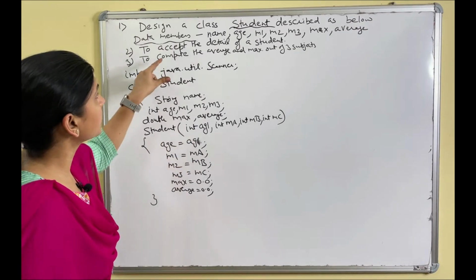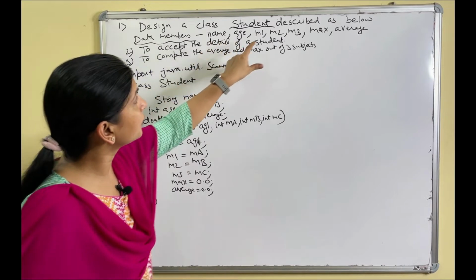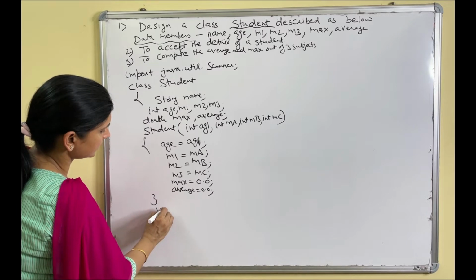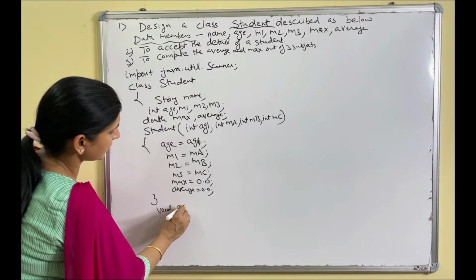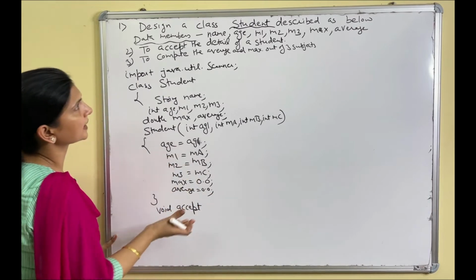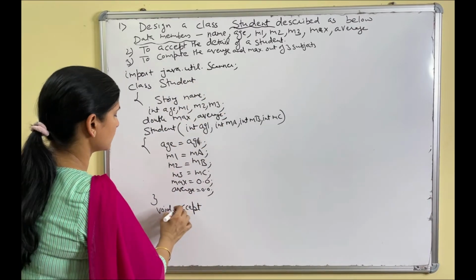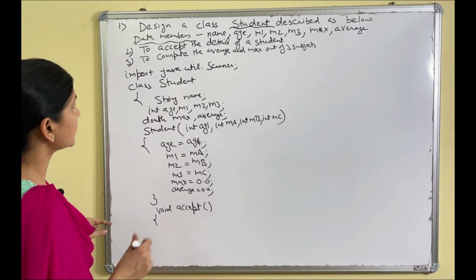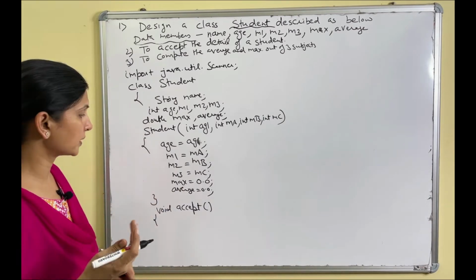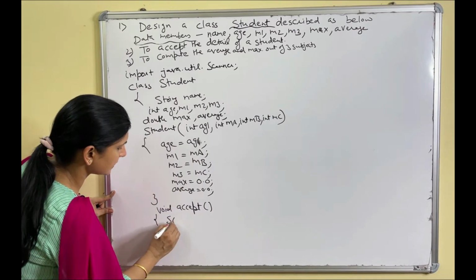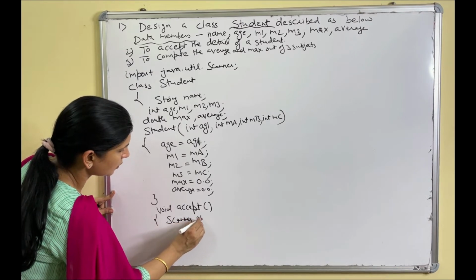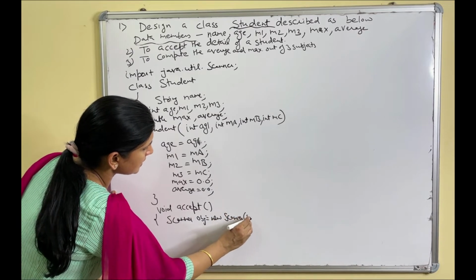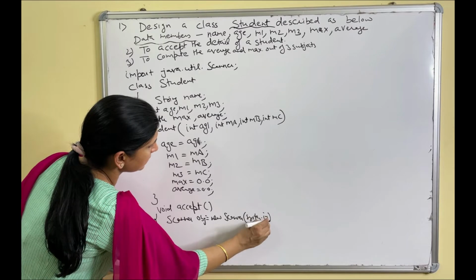Now in the question, the second member method was to accept the details of a student, right? So first we will make a void method. You can take any name. Here I am taking accept. You can take getData because nothing is mentioned, okay? So void accept, but again it should be relevant. In accept, we have to accept the details of a student from the user. So again we will take the scanner class, Scanner obj = new Scanner(System.in), right?